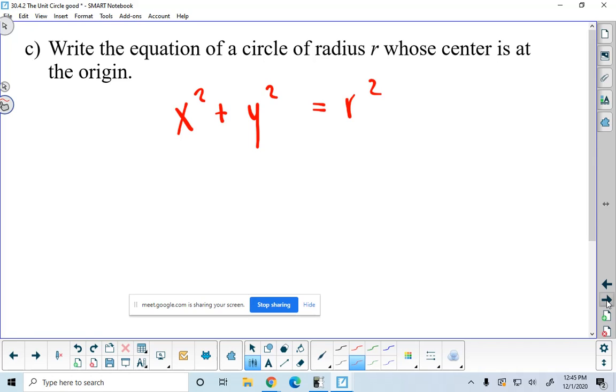So that's a brief overview of circles centered at the origin, but the one circle we probably want to really concentrate on is the unit circle. I'm going to pause there and ask if anybody has any questions so far.